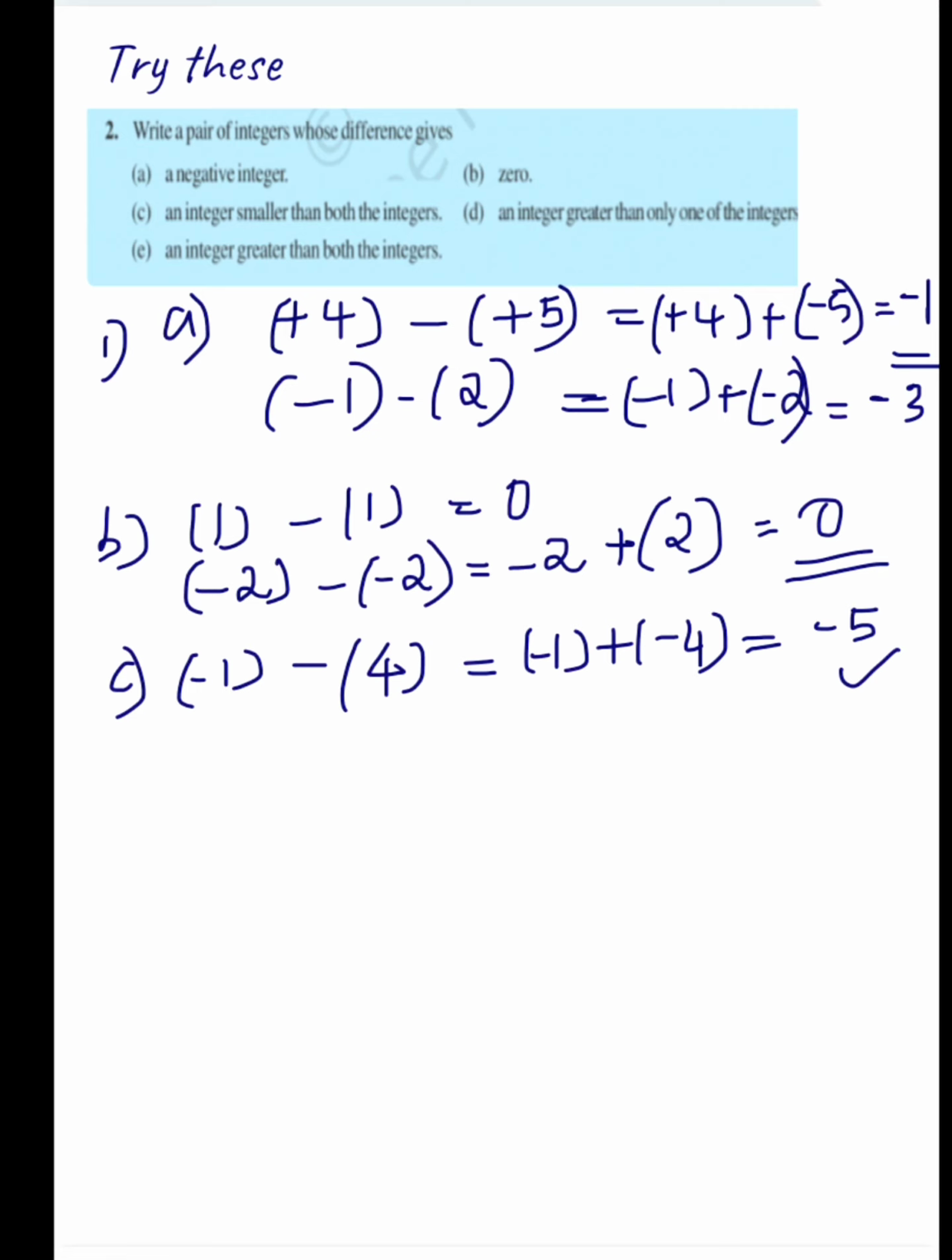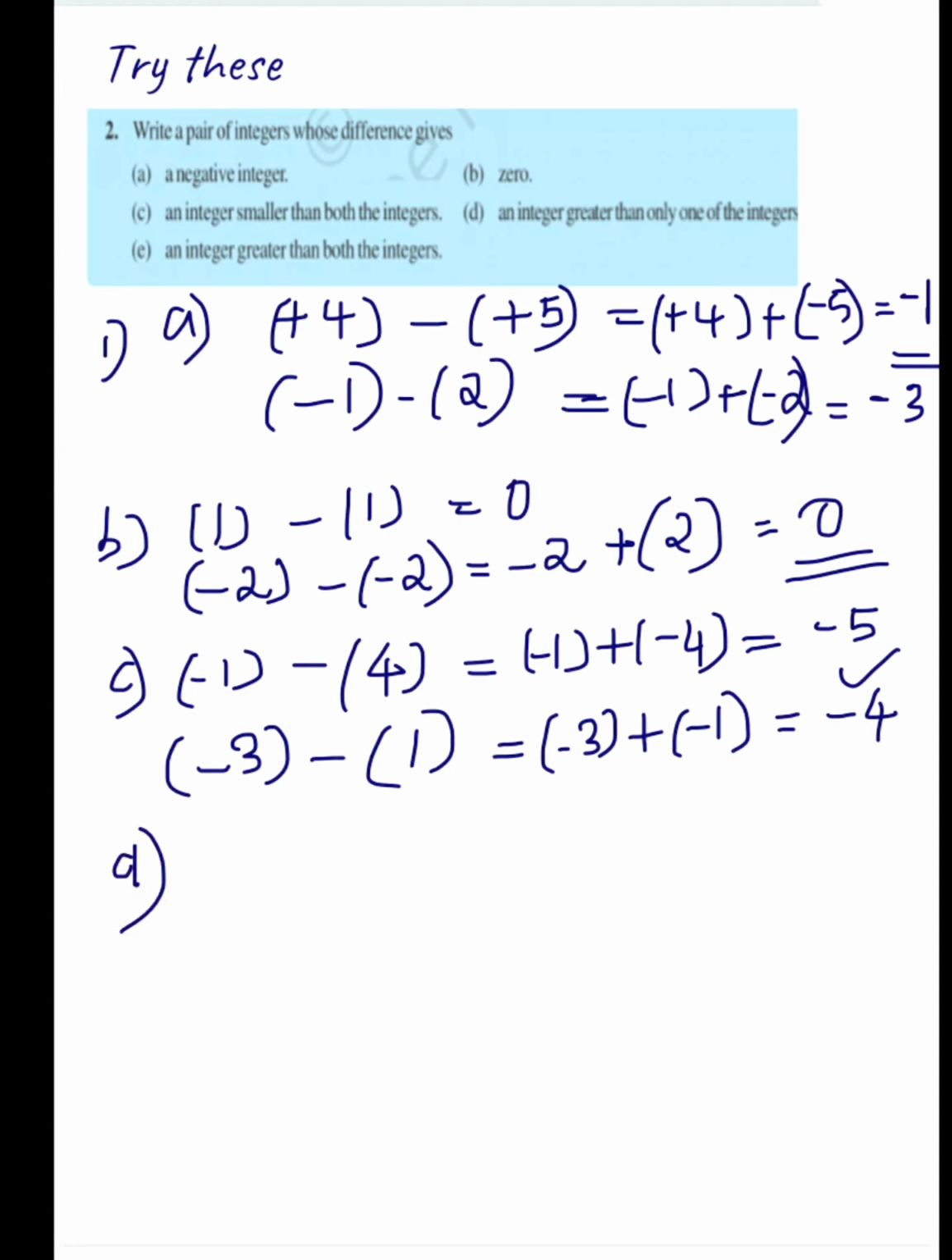Now you can take any other example. Let's take a negative integer as minus 3 minus, let's take any positive integer 1. Okay, so what is the case here? Minus 3 plus minus 1. What is the answer? Answer is minus 4. So you can see that minus 4 is smaller than minus 3 as well as 1. Okay, in this way you can do the answer.